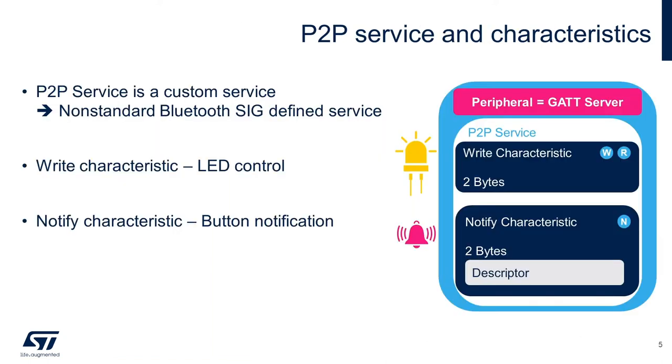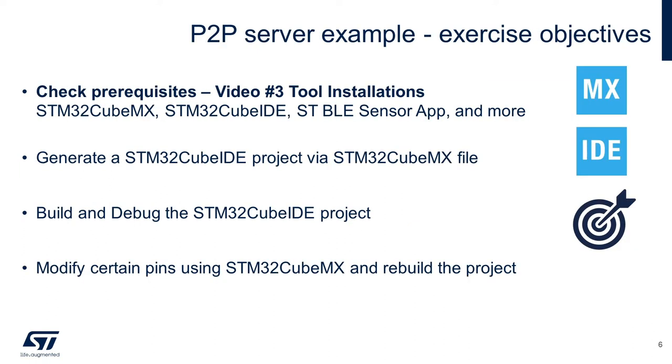The Bluetooth SIG defines quite a few standard services and characteristics, just like the heart rate service. However, many times you'll find that none of these satisfies the use case you're designing. That's where custom services and characteristics come into play, to toggle LEDs or receive custom notifications. In summary, the P2P server example adequately fits these specific requirements by providing both a custom P2P service and two custom characteristics.